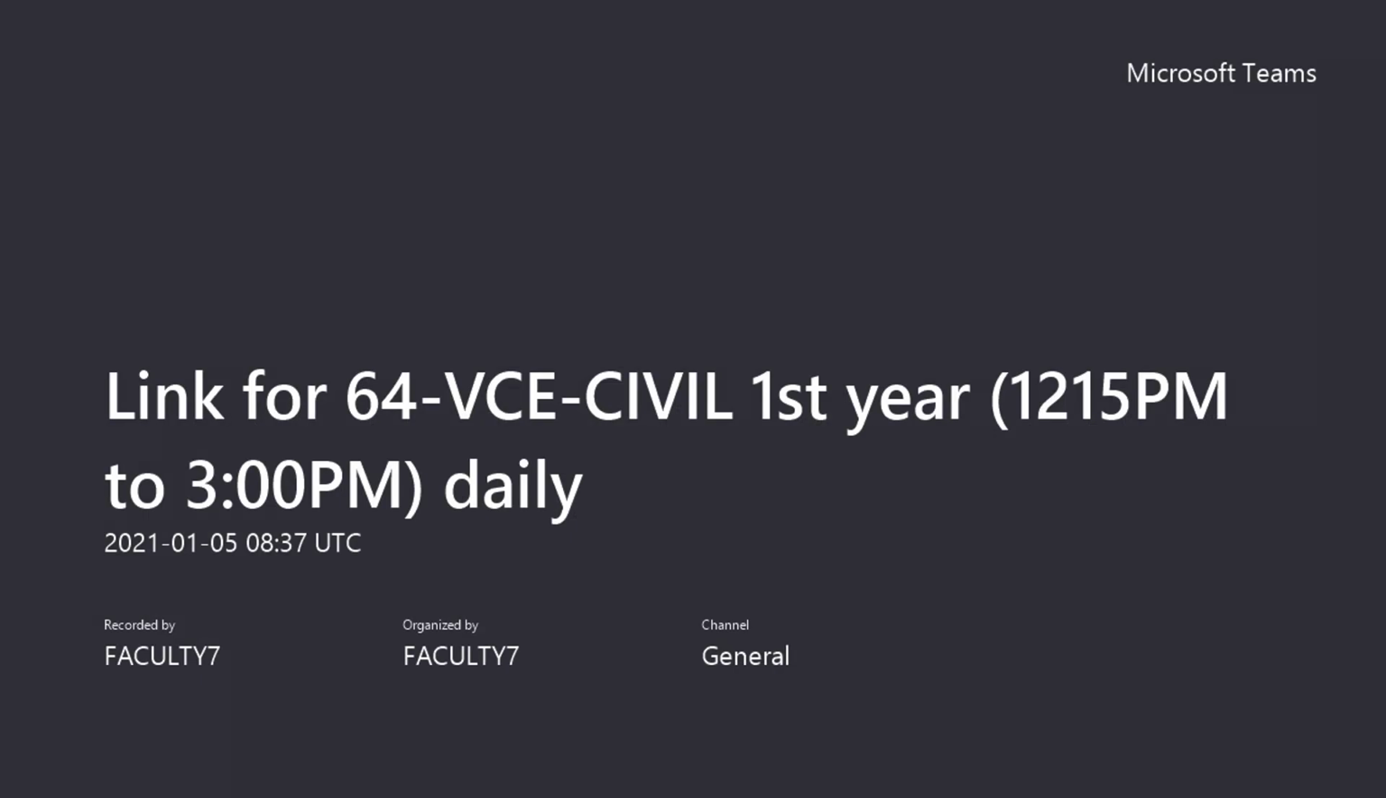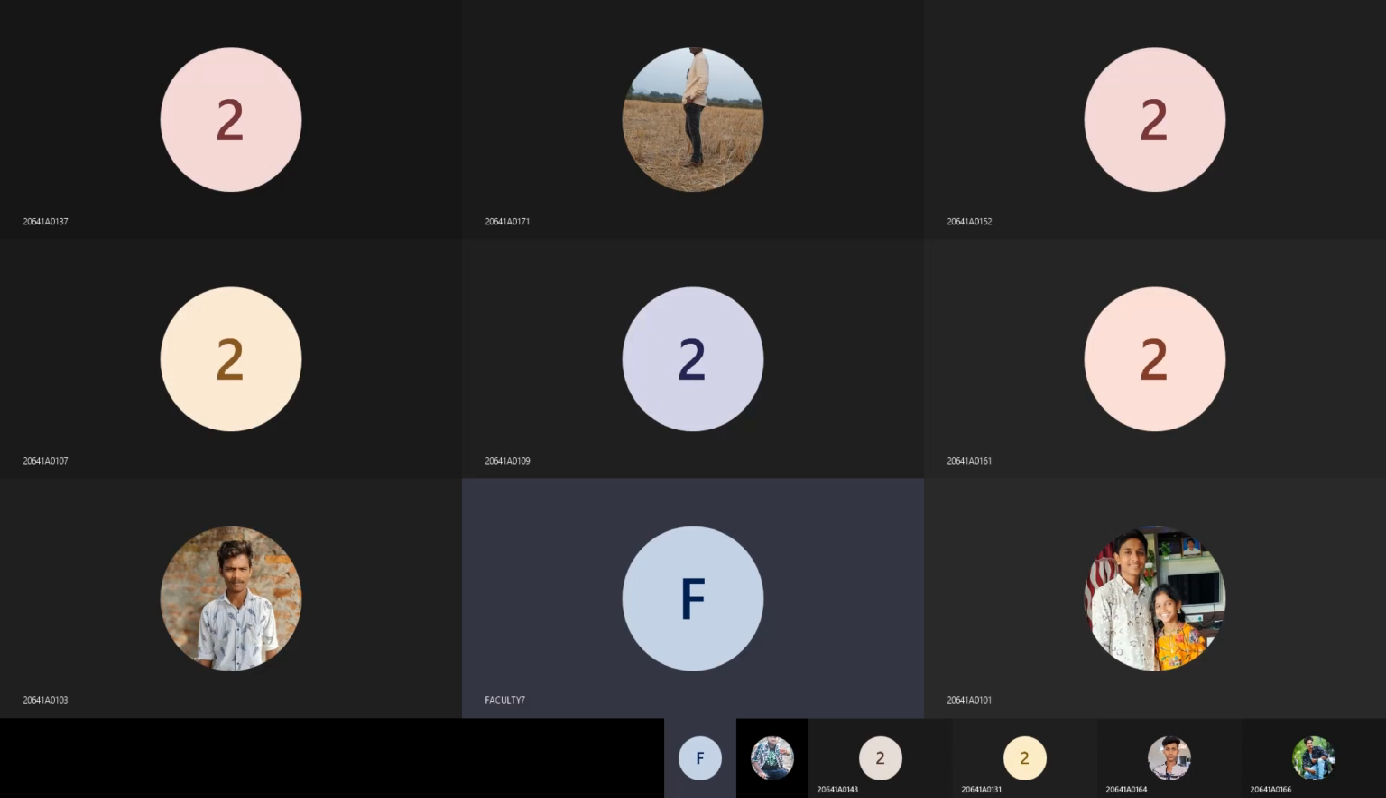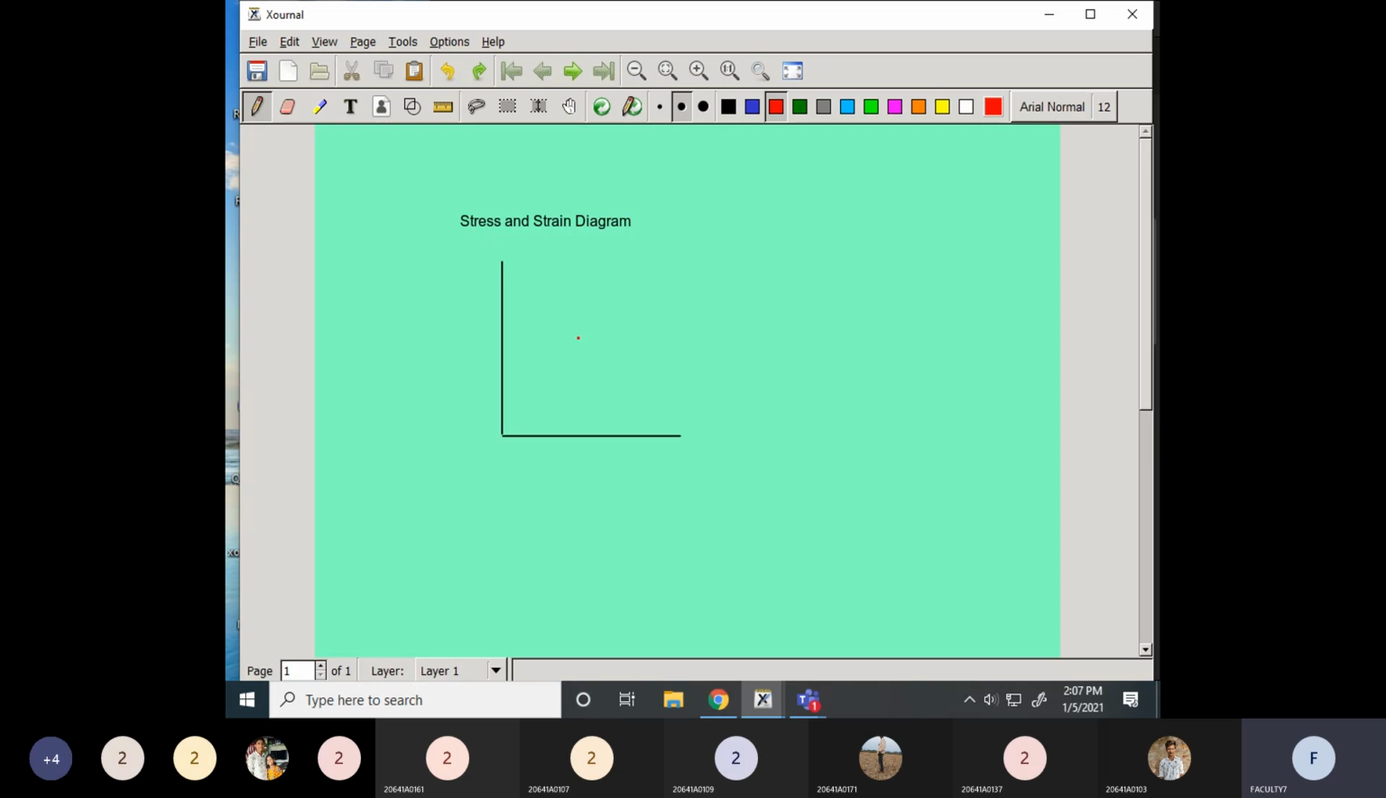About this particular topic, stress and strain diagram. Now let us have the repetition of these points once again. Here we are going to take the stress values and here the strain values. Now let us consider one material, any one of the materials.